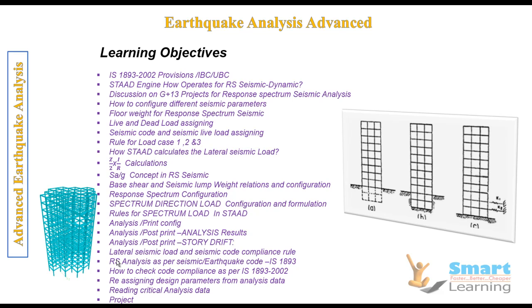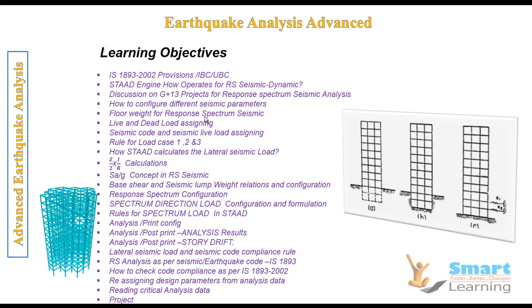Then we'll move to the analysis and post-analysis for getting the results. In the post-processing we'll look at how to configure story drift and lateral seismic load, seismic code compliance rules, and response spectrum analysis as per IS 1893, and how to check code compliance with IS 1893. We'll reassign the design parameters based on the data, do critical analysis and reading of the data for validation, and finally apply it over a project which is G+33.